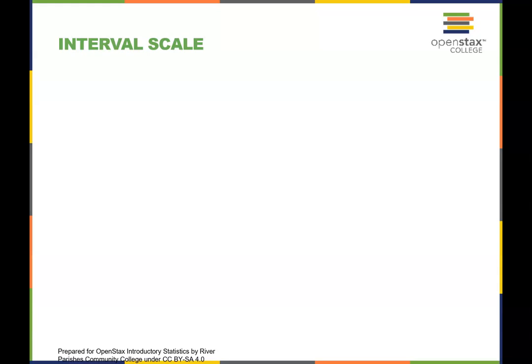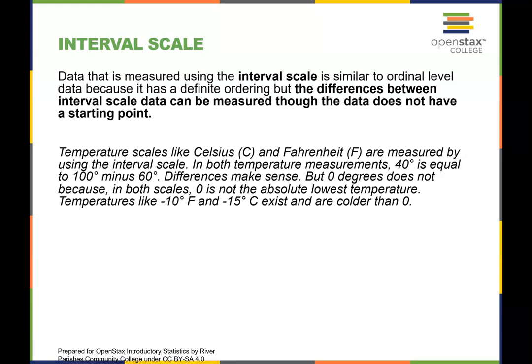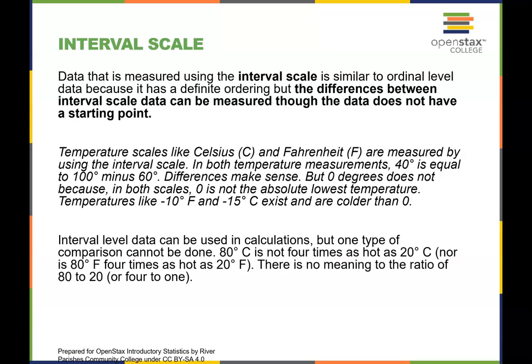Interval scale. Data that is measured using interval scale is similar to ordinal because it has a definite ordering, but we also have differences between the intervals that can be measured, though the data does not have a starting point. So there's not a true 0. Like temperatures, because we have Celsius, Fahrenheit, you can go above or below 0, and differences make sense, but you wouldn't have twice as much or something like that. And we don't have the 0 just being a nothing. Interval data can be used in calculations, but one type of comparison cannot be done, which is having multiples of it. There's no meaning for ratio.